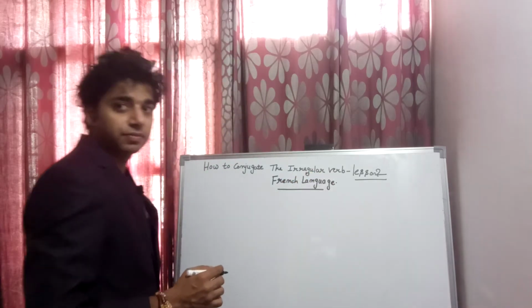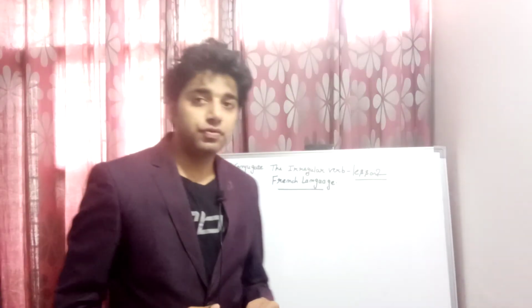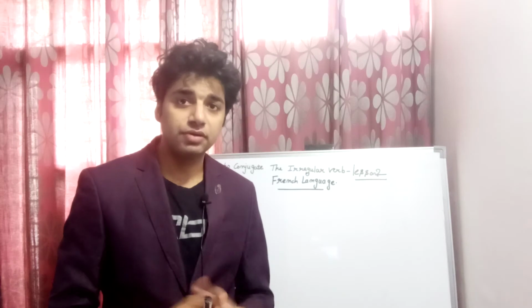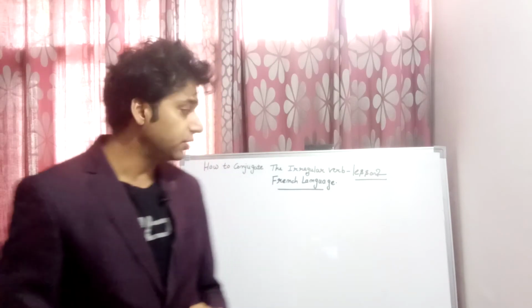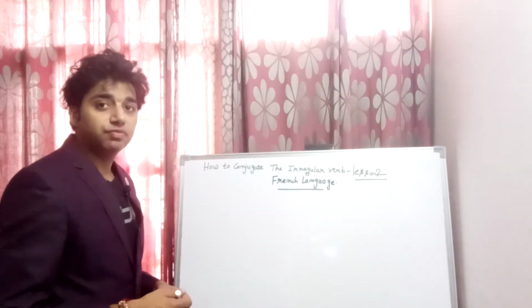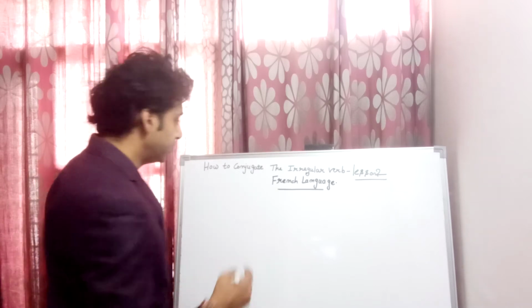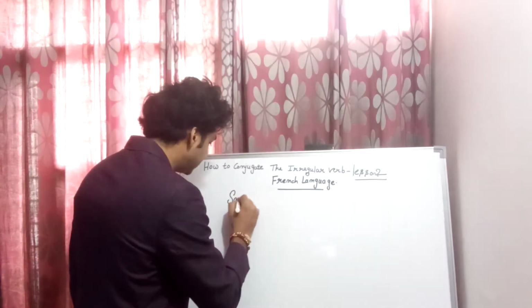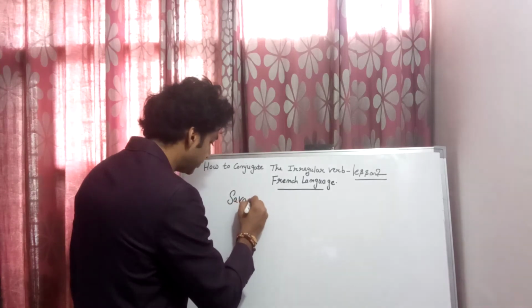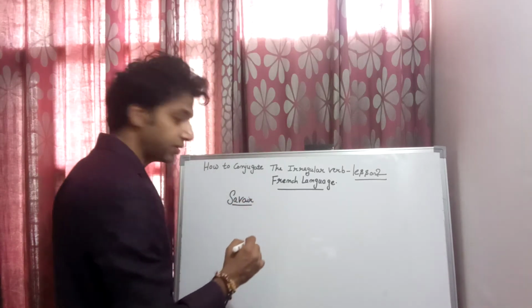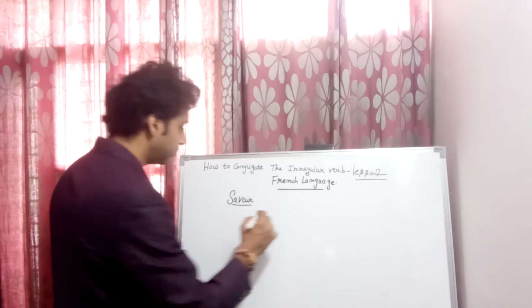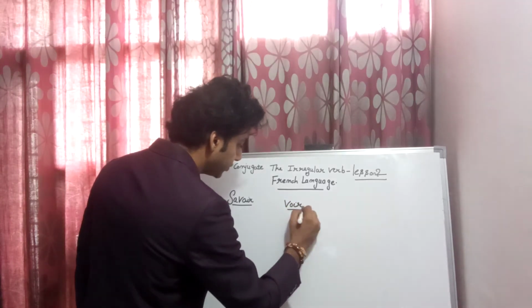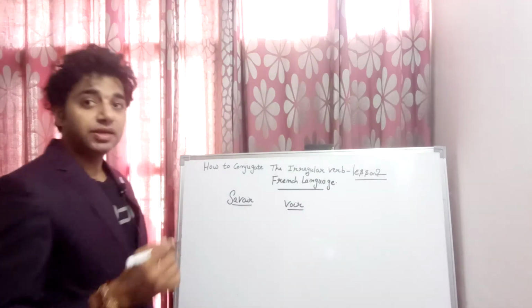If you are in your DELF, if you want to clear your A1 or A2 exam, or you are a beginner in French, you have to have these verbs in place. For example, we have a verb which we call savoir. Savoir is an irregular verb. We also have the verb voir. Répétez après moi. Voir. Voir is to see. So these are my irregular verbs.